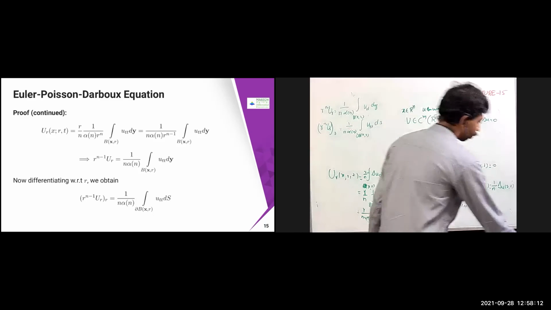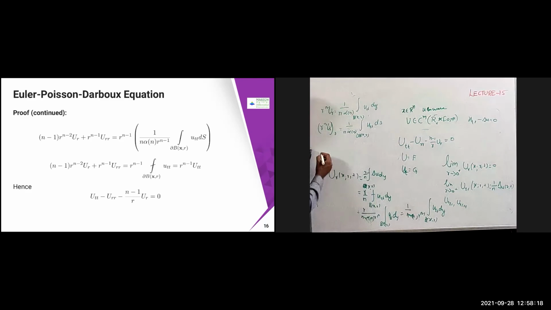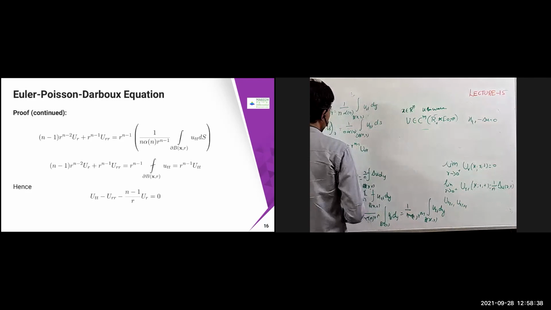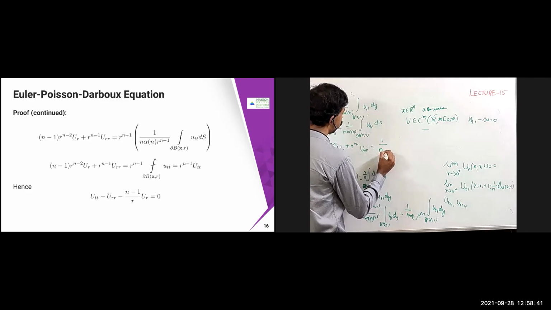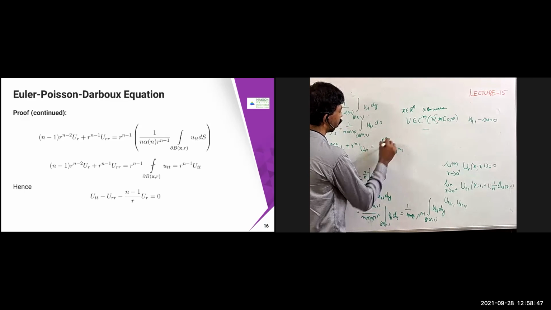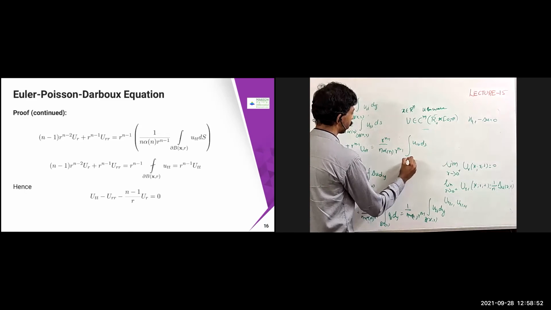Therefore, on the left hand side you apply the product rule. That is going to become n minus 1 into r to the power n minus 2 into u_r, plus r to the power n minus 1 into u_rr. The right hand side is as it is; I'm not going to change anything. I'm just going to multiply and divide by r to the power n minus 1. Therefore, this is going to become 1 by n into alpha of n into r to the power n minus 1, and multiply by r to the power n minus 1, and then the integral of u_tt dS over the boundary of B(x, r).